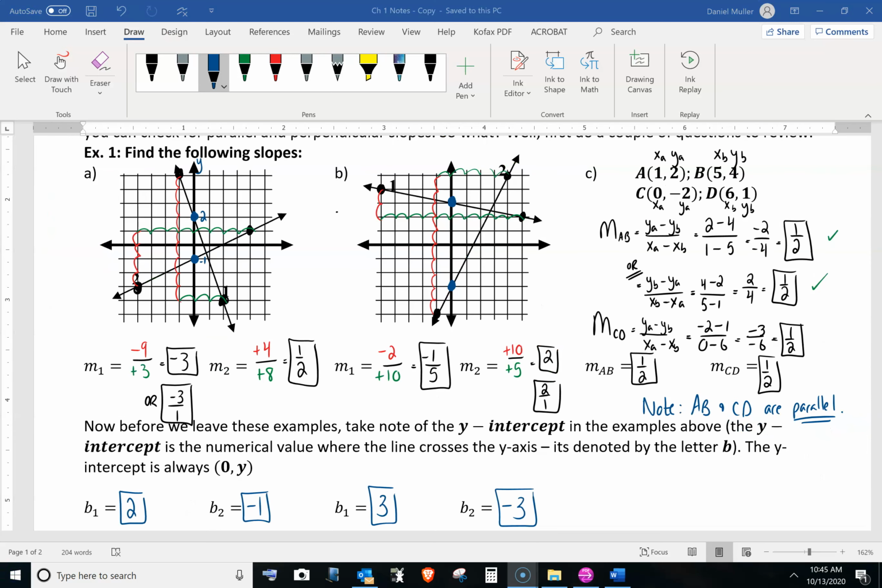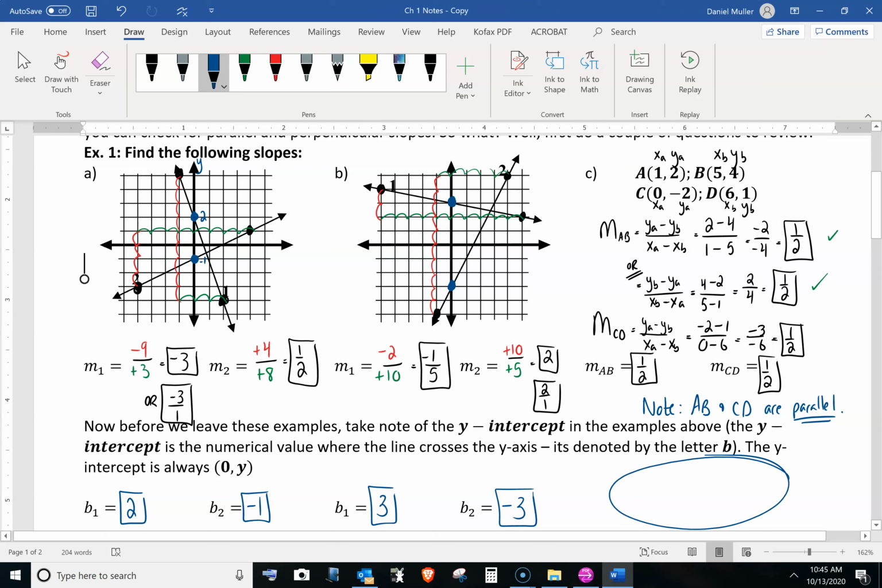So I'm going to zoom out here. Just notice that I can't find the y-intercept for this last one because I can't look at the graph. Okay, so we will stop this video and we will do example number 2 in the next one.